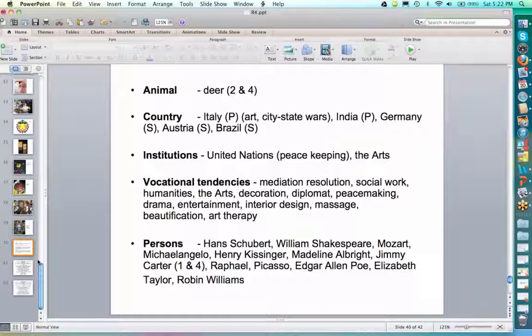We could even include here the Dutch artist that cut off his ear. At the moment, his name doesn't come to my mind, but other people like Robin Williams or Elizabeth Taylor, another person with a very conflicted life.